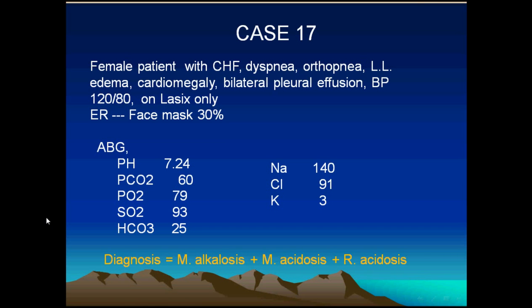Let us go and discuss another case. This female patient with congestive heart failure, most probably stable, started to decompensate and developed more dyspnea, more orthopnea, in addition to lower limb edema, cardiomegaly, and bilateral pleural effusions. Blood pressure was 120/80, and this patient was on Lasix. When she came to the ER, they put her on a face mask, and these are the ABG data and investigations.